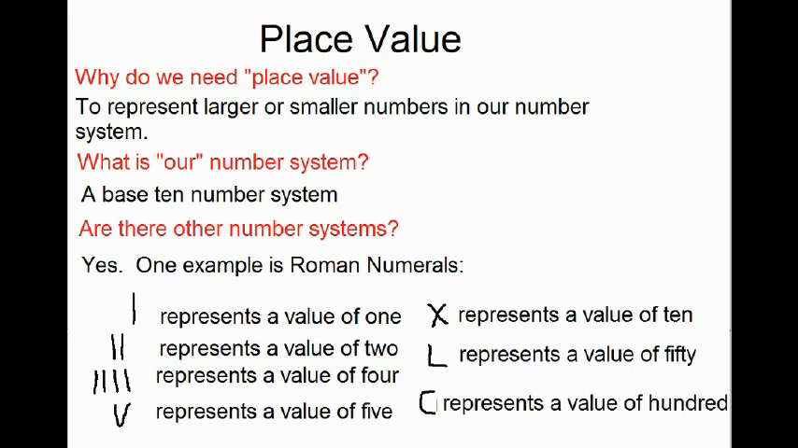And as the Romans got to larger and larger values, they came up with other symbols. And we're not going to do a whole lesson on Roman numerals, but these are just some examples. So X represents the value of 10, L is a value of 50, and C is a value of 100. So this is just an example of another number system that has been used in the history of humankind, and there have been others. But again, our number system is called a base 10 number system, and we're going to talk a little bit about why that is next.